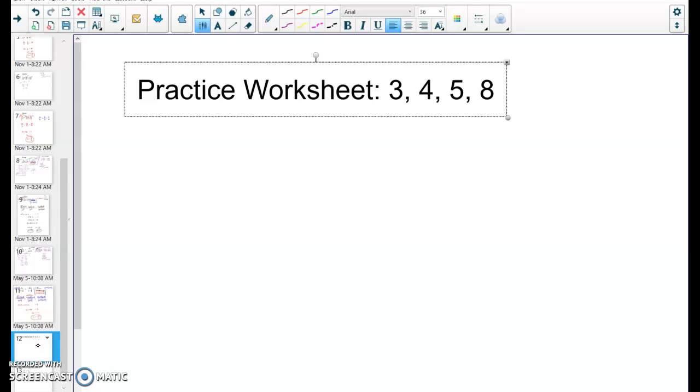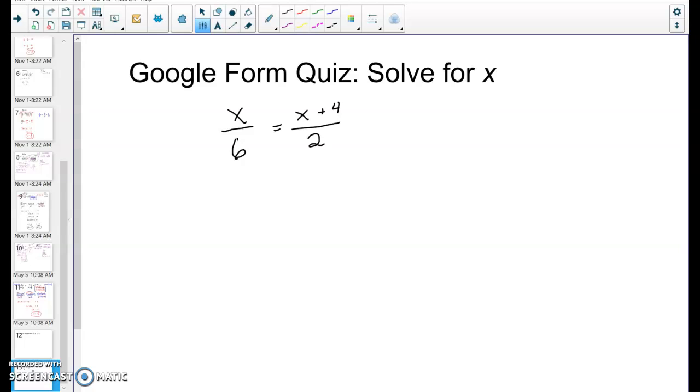You will also be receiving a practice problem for a Google form quiz. Okay, I want you to solve this for x, take a picture, submit it on the Google form, just so that I can check your progress and make sure that you're understanding some of the content. As always, feel free to email me with any questions.